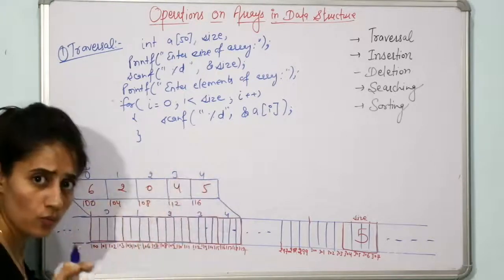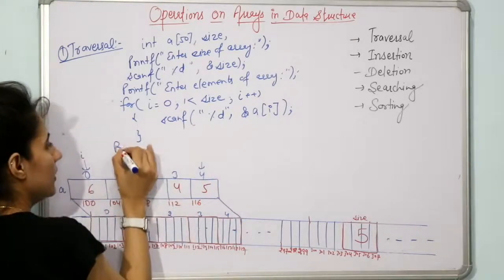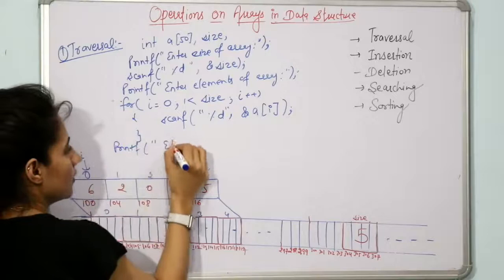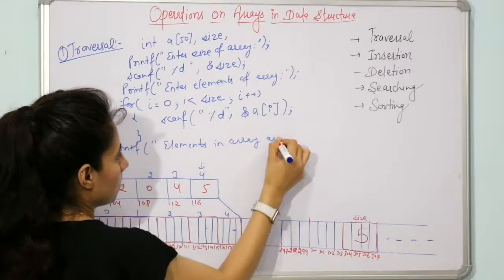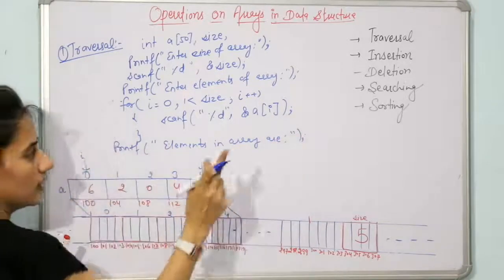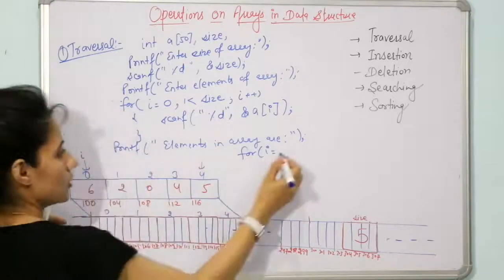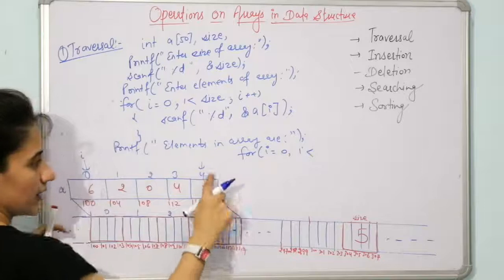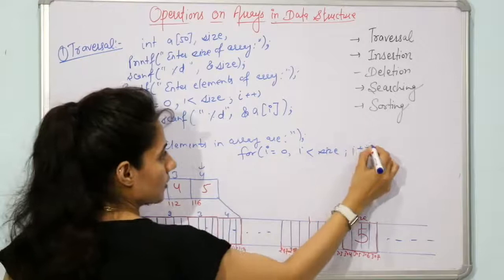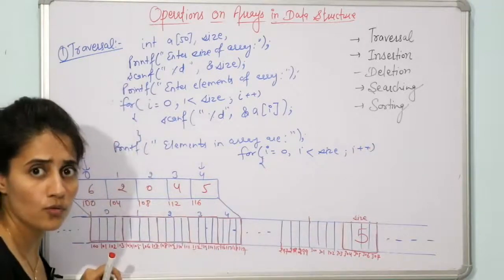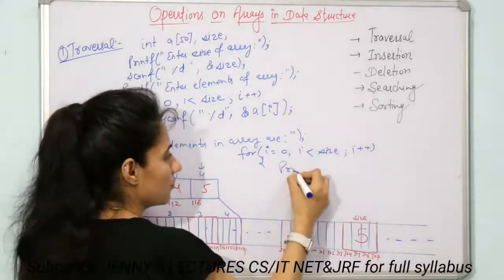One for loop. Again a for loop would be there. i would be from 0 to 4. Fine. So you can write here printf elements in array are. After printf you will write one for loop. i would start from 0. i would be less than size, or you can say less than or equal to size minus 1, i plus plus, and within this for loop you will write what? Now we are going to print the array. So you will not write scanf, scanf is for taking input, you will write here printf.